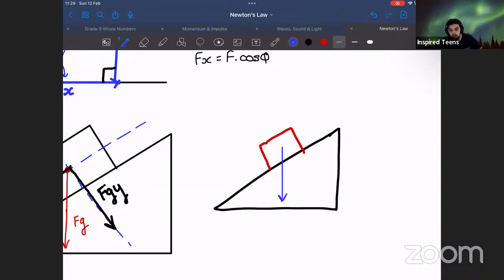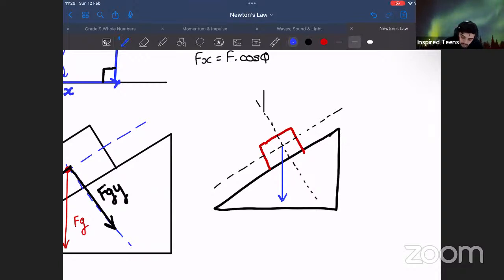Okay, and now remember, our axes change. Our axes are here now and here because we're at a slope. And so too do our components. So because Fg is sort of like a down left force with this respect, then we're going to have a down component and a left component.